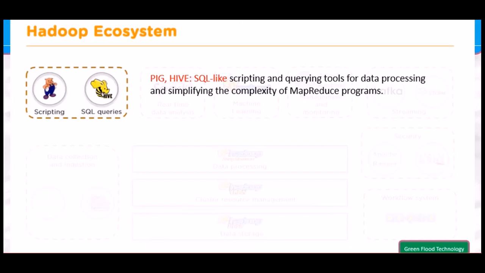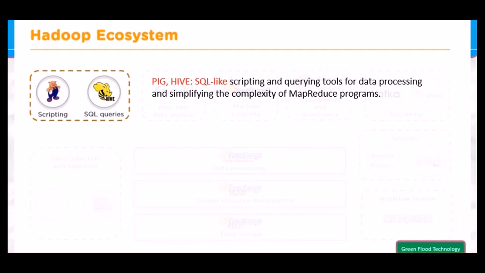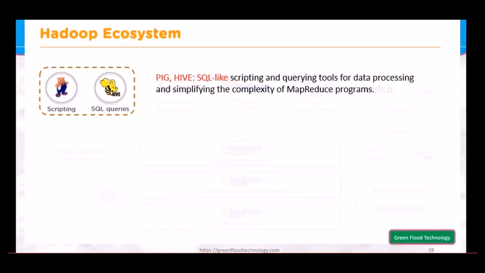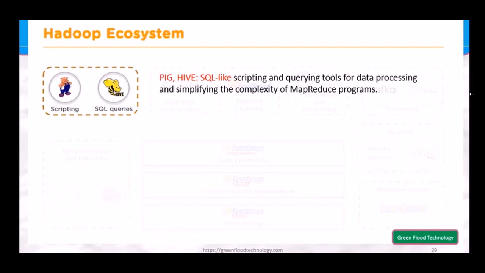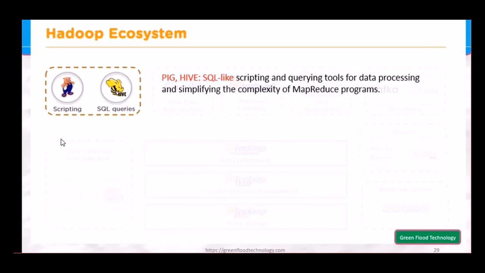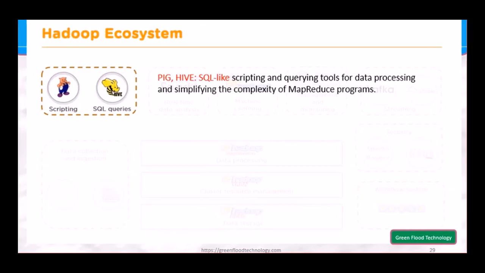Okay, Hadoop ecosystem. Last time we have seen the main core components: HDFS, YARN, MapReduce, and also the data collection tools like Sqoop and Flume. Today we are going to see the tools especially used for data analytics, like Pig, Hive, Spark and so forth.